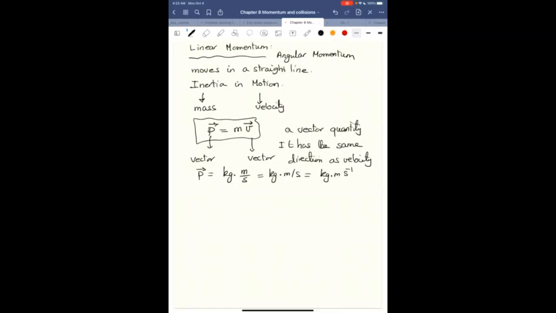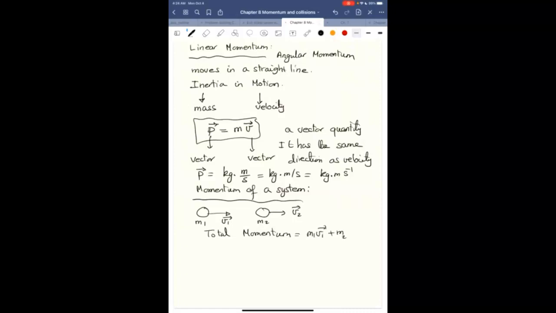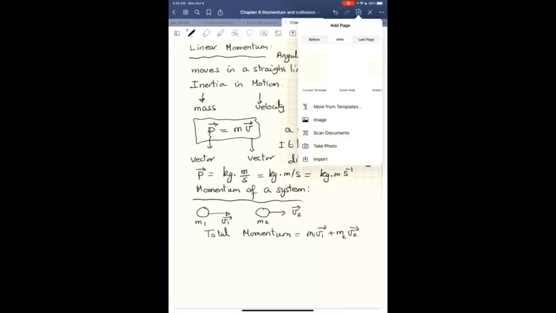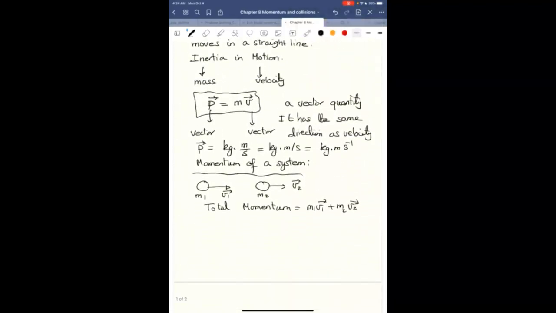Now, most of the time, I have to worry about the momentum of a system, not only a single particle. And here, in general, let's say I have mass 1 with velocity v1, and any mass 2 moving with velocity v2. Okay, now I can calculate the total momentum as m1 v1 plus m2 v2. And of course, we can generalize to as many particles as we have.